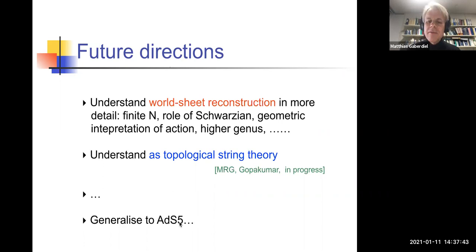I mean the string theory describing strings on AdS5 x S5, that's dual to free super Yang-Mills theory. So we think there is a reasonable chance that something along these lines could work. And that's also something we're looking a little bit into. So with this, I'll stop.